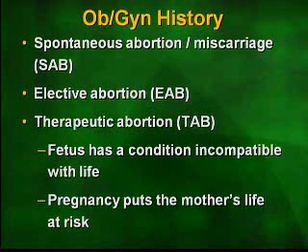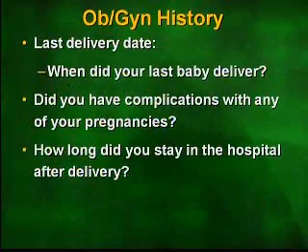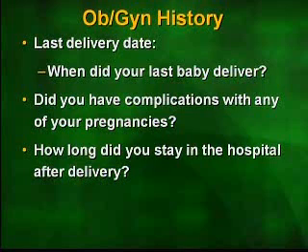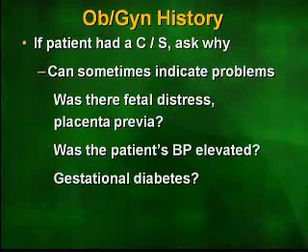Okay. We want to ask, when did your last baby deliver? And did you have any complications with your pregnancies? And we're going to talk a little bit more about that, because it's really important to get a good OB history, and one of the things to ask is the complications. So one way to ask would be, how long did you stay in the hospital after delivery? If the patient had a C-section, ask why, because that sometimes indicates a problem.